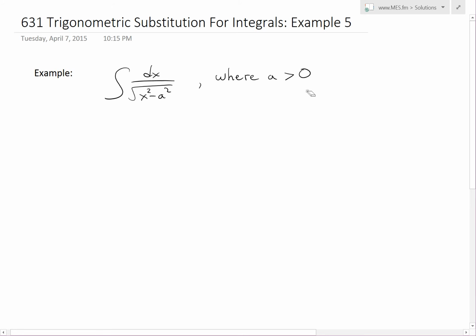Today we're going to discuss further into trigonometric substitution for integrals and now go over example 5 of the example series and solve this example, which is the integral of 1 divided by the square root of x squared minus a squared dx, where a is greater than 0. So first of all, when you look at this integral, it's not straightforward how to solve this.